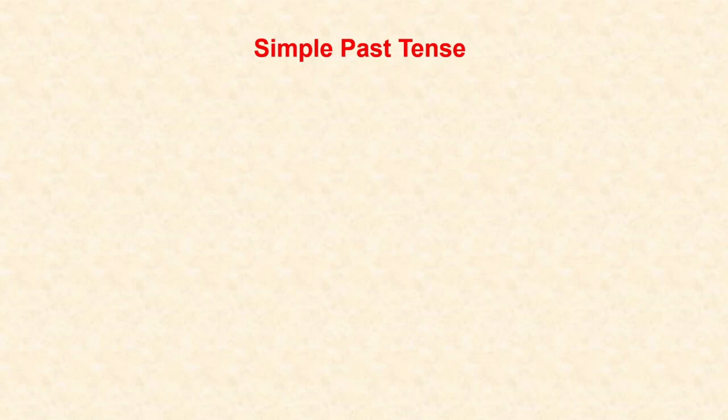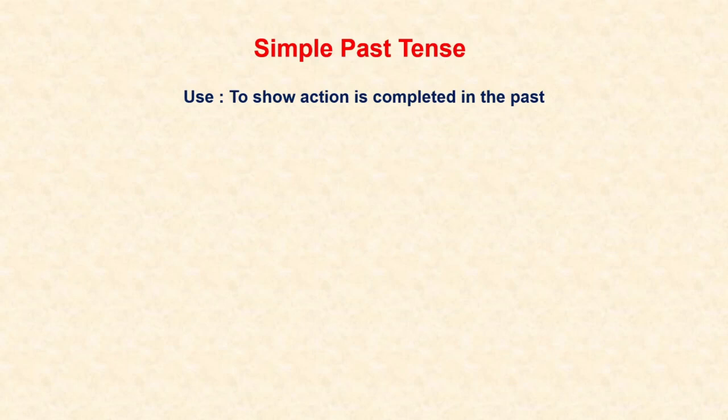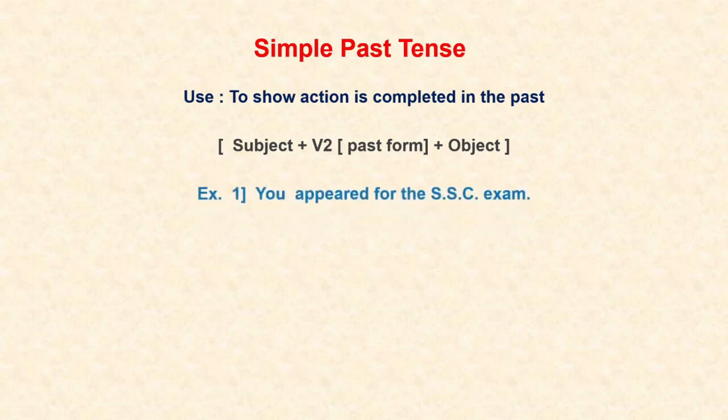Simple past tense: we use it to show an action is completed in the past. The formula is subject, V2, past form, and object. With the help of this formula, we can make sentences and change them into tenses. First one: You appeared for the SSC exam. If you look at the formula, subject plus V2: here, you is the subject, appeared is V2 or past form, and the remaining part is the object. You appeared for the SSC exam means this action was completed in the past.